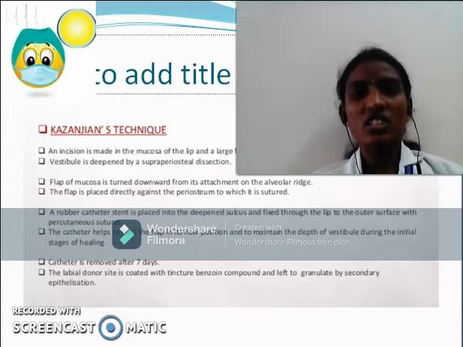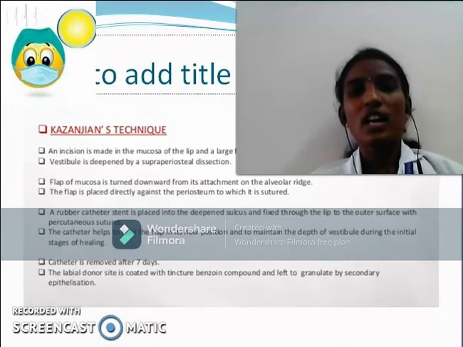Kazanjian technique: an incision is made in the mucosa of the lip. Large flaps of labial and vestibular mucosa are reflected. The vestibule is deepened by supraperiosteal dissection. The flap of the mucosa is turned downward from the attachment to the alveolar ridge. The flap is placed directly against the periosteum, to which it is sutured.